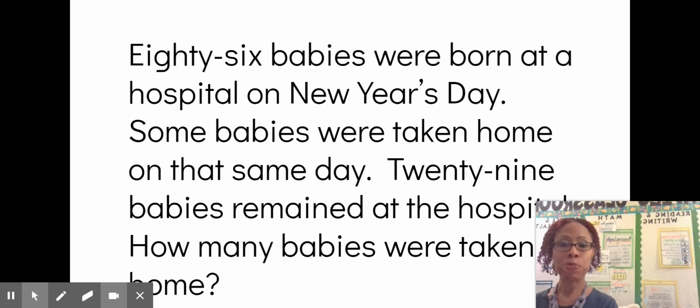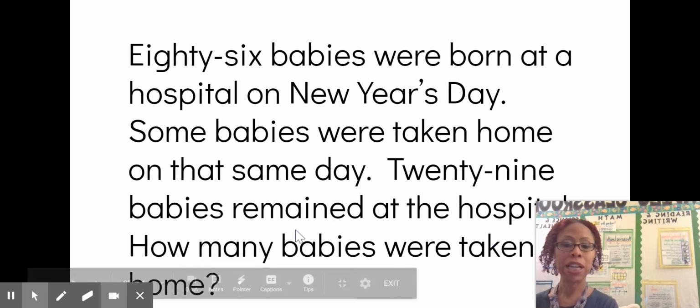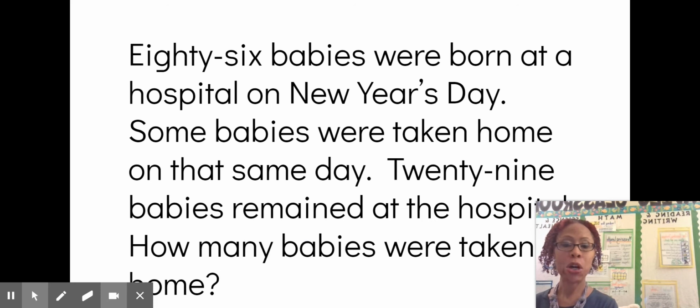86 babies were born at a hospital on New Year's Day. Some babies were taken home on that same day. 29 babies remained at the hospital. How many babies were taken home?